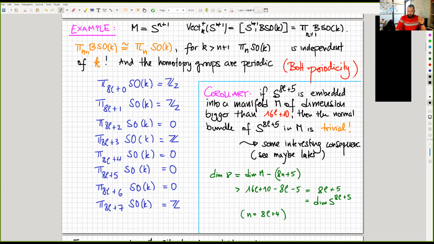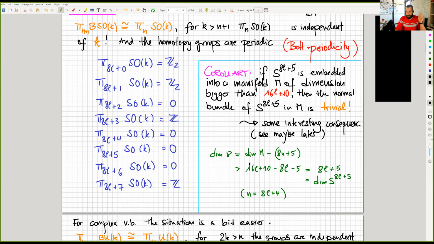And then, what I want to say is, if you have an embedding of this sphere in this manifold of this dimension, then the normal bundle of this sphere must be trivial. This refers to point 2 I had in the motivation section up there. And this is just a simple computation: if you have these numbers here, you are in the case where n is 8L+4, and then you're in this case here, and you see there is no other vector bundle than the trivial one, if the manifold has dimension bigger than 16L+1.